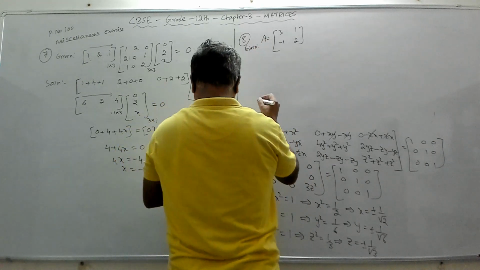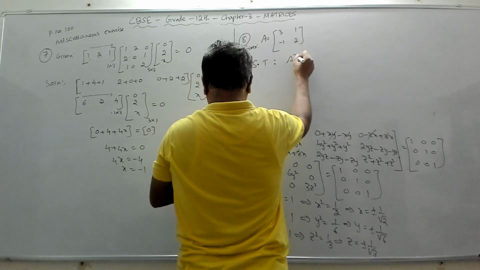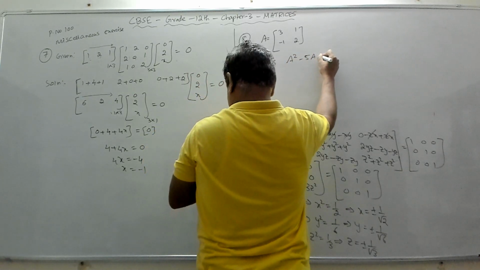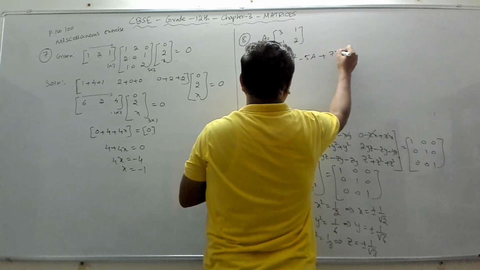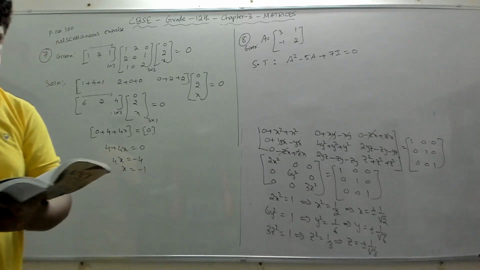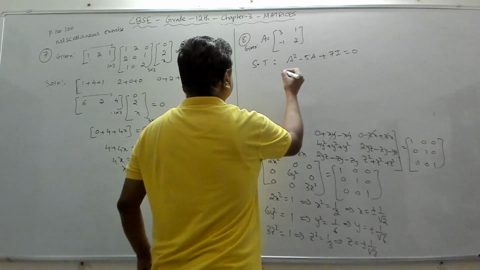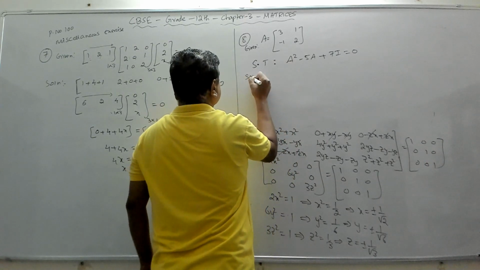Now what do we have to show? Show that A square minus 5A plus 7I equal to 0. We have to prove this: A square minus 5A plus 7I equal to 0. Now the solution, or proof, whatever.